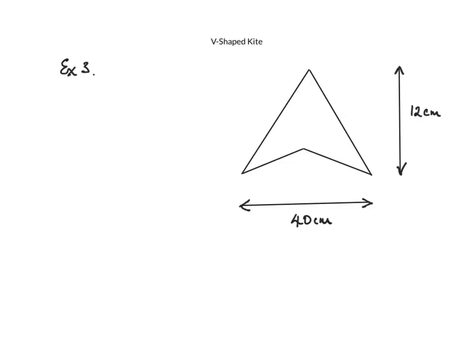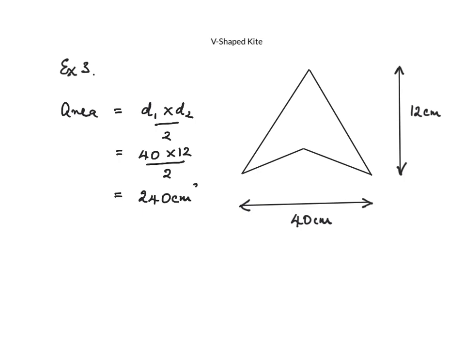Here we have a V-shaped kite. We want to work out the area. We're going to do so in exactly the same way as we did with examples 1 and 2. So it's diagonal 1 times diagonal 2 divided by 2. So 40 times 12 over 2. That gives us 240 centimeters squared.